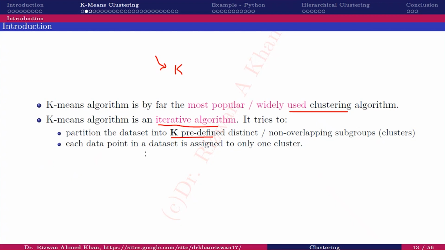And each data point in a data set is assigned to one of the clusters. So K-means is an iterative algorithm first. Second, it partitions data into K predefined clusters, and each and every point is assigned to one of the clusters. It is not possible that some data points are not assigned to any cluster. K-means will assign each and every point to one of the clusters.